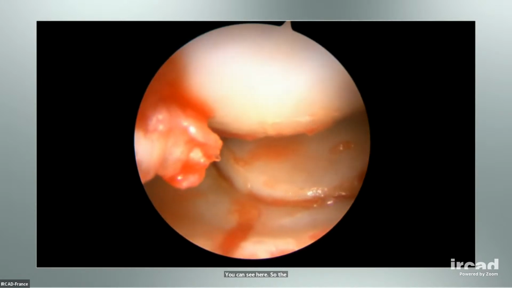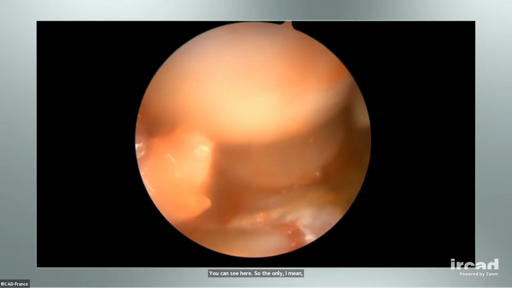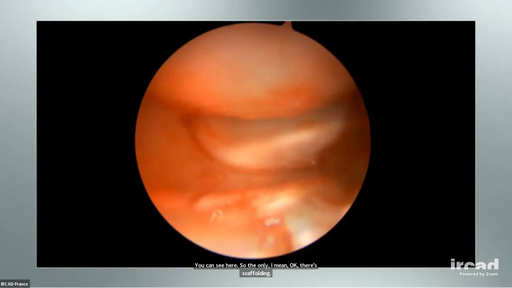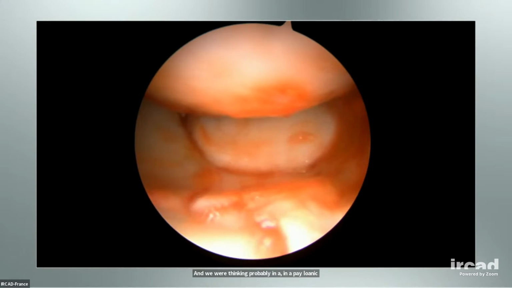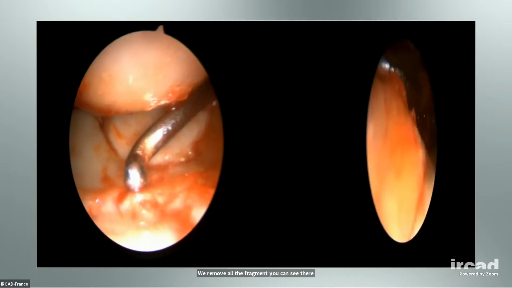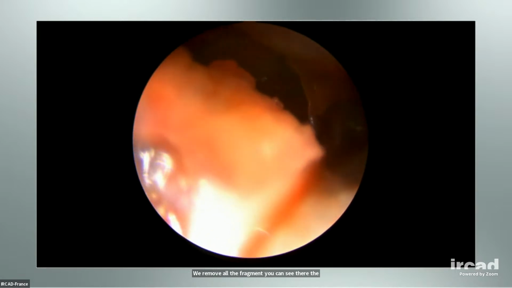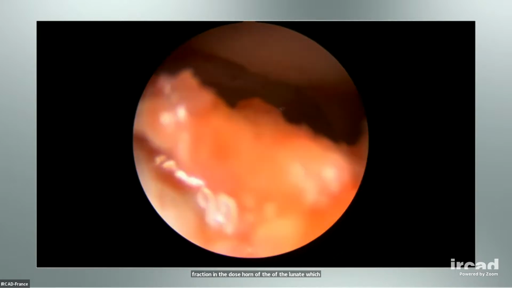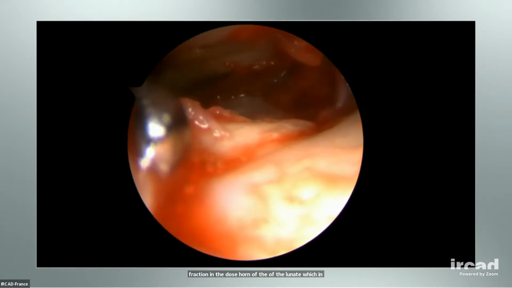And we were thinking probably in a perilunate injury. So no, the scapholunate was okay. We removed all the fragments. You can see there the fracture in the dorsal horn of the lunate. We changed the scope, and this is really uncommon to see arthroscopically, an axial dislocation.